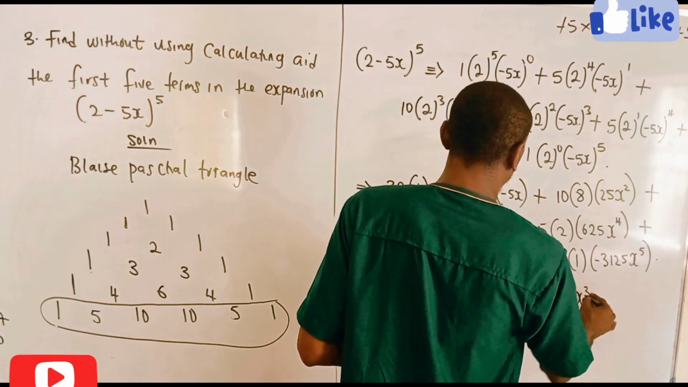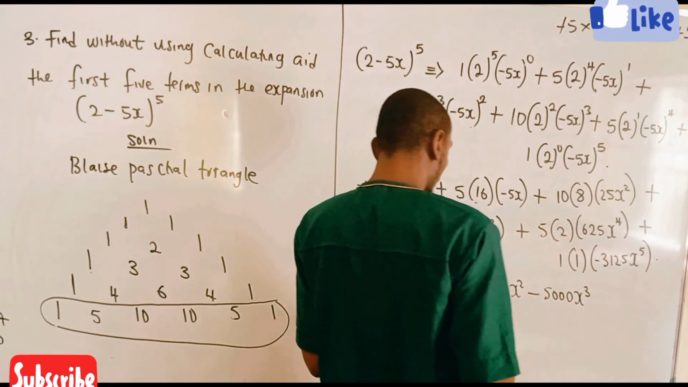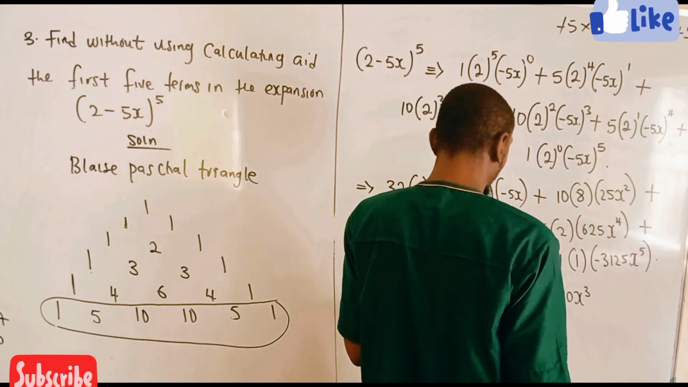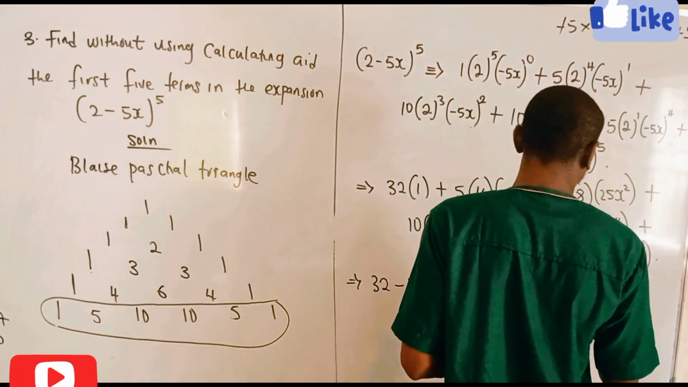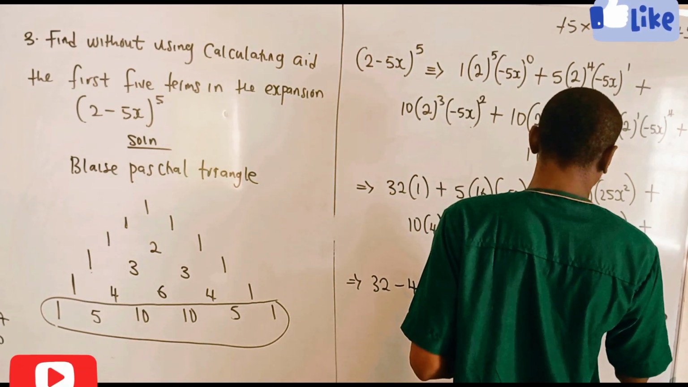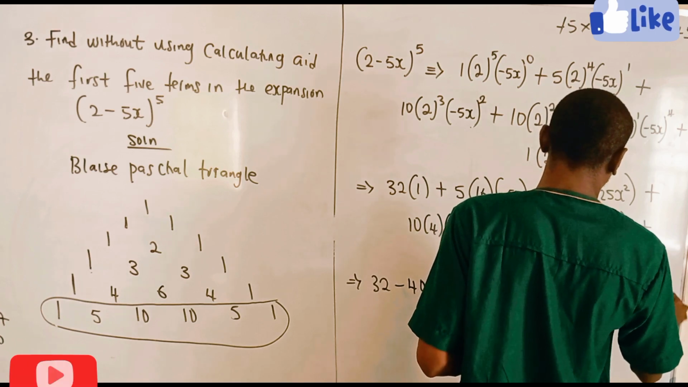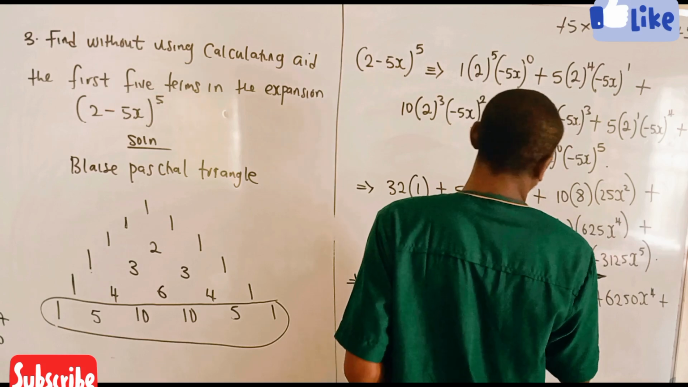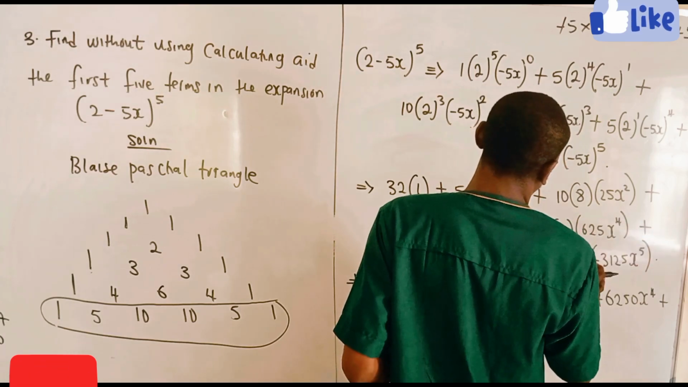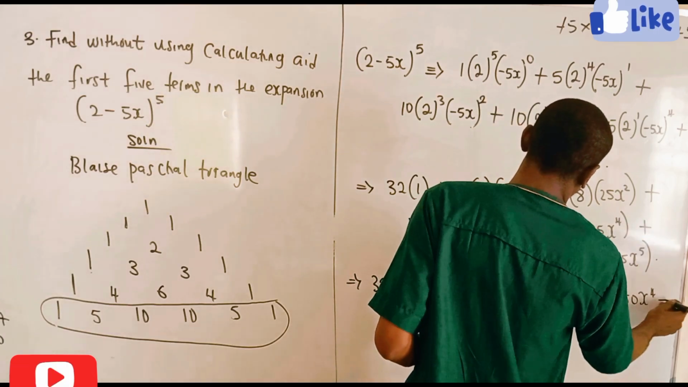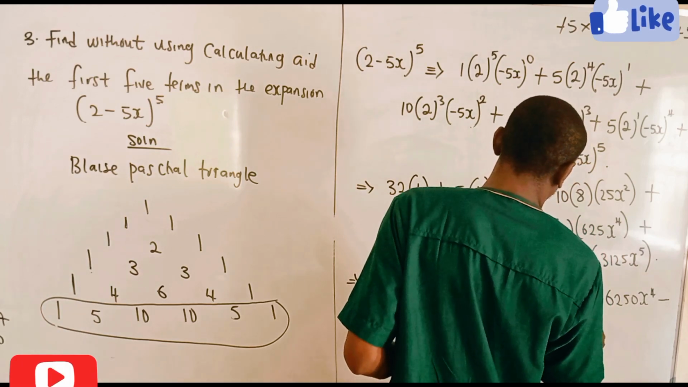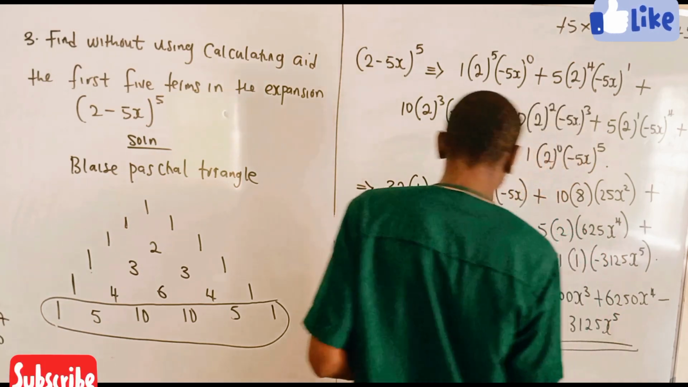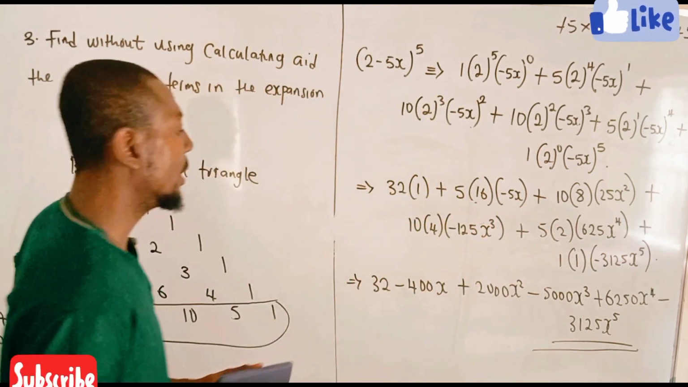5000x raised to the power 3. Coming here, 2 times 5 is 10. So 10 multiplied by 625 is 6250x raised to the power 4. Plus, that's the last answer, plus times minus is minus. Plus here multiplied by this minus is minus, so it should be minus 3125x raised to the power 5, and that eventually becomes the expansion.